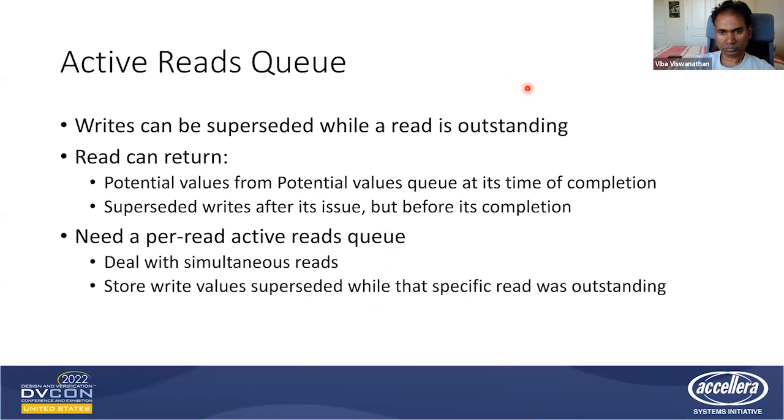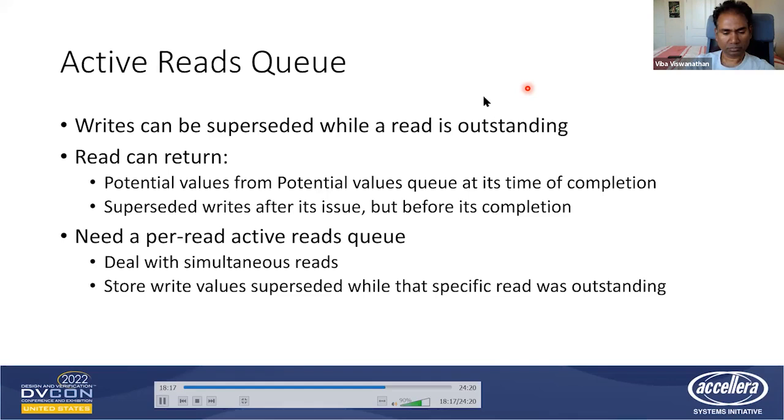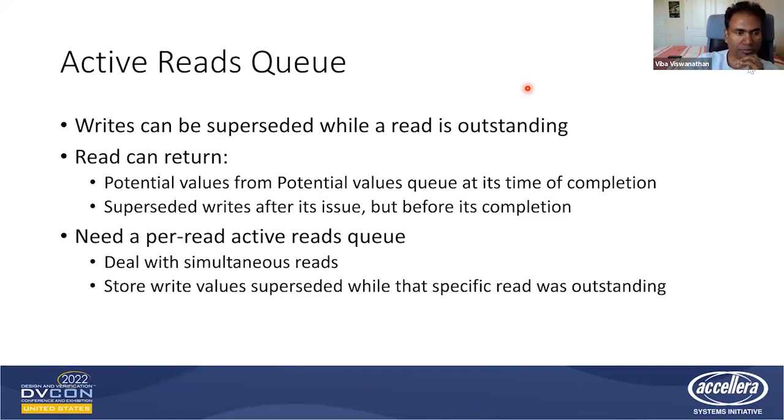The main problem with using the potential values queue on its own is that some writes might be superseded while the read is outstanding, but despite the writes being superseded, the read could return the superseded write value when it completes. In other words, the window between the read issue and the read completion is a window where the potential values queue could change and certain entries could be removed, but those removed entries could still be returned by the read when it completes.